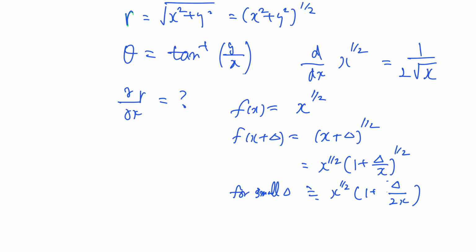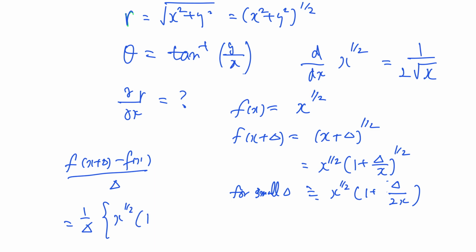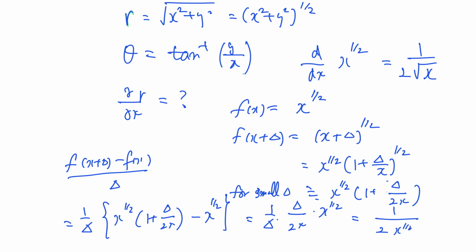This is what Isaac Newton did about 400 years ago. So f(x plus delta) minus f(x) over delta is 1 over delta, x to the 1/2, 1 plus delta over 2x minus x to the 1/2, which is 1 over 2 x to the 1/2. Right?